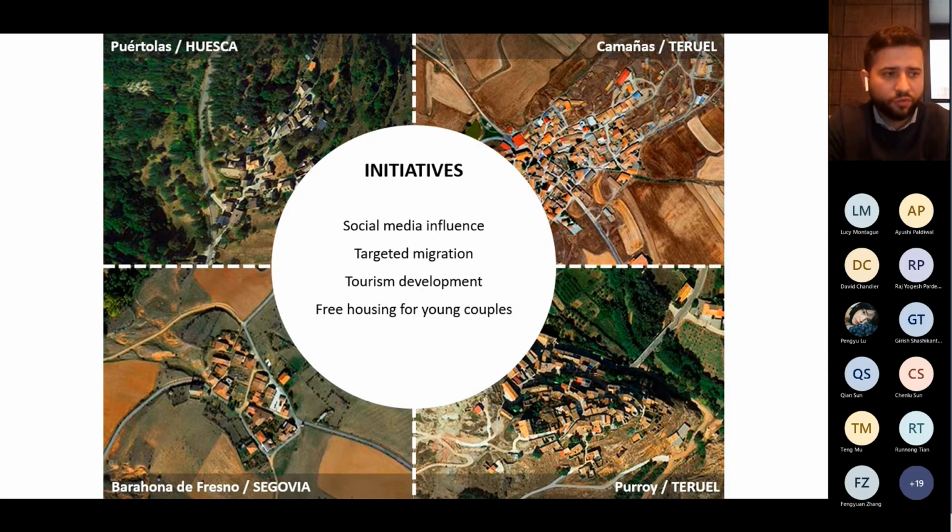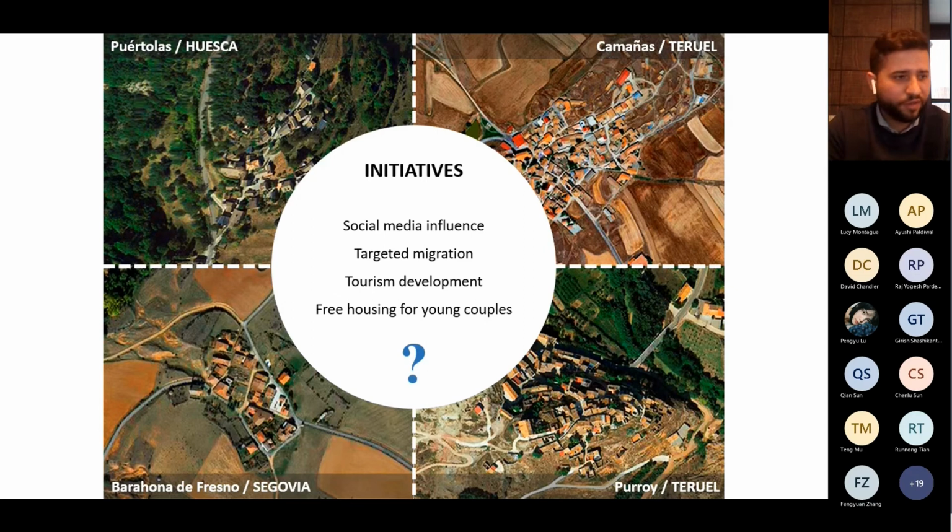And despite all the efforts of many couples who moved there, currently there are just 19 people living in the village. So far, these initiatives are not being successful enough to attract a larger number of people and create a strong and diverse community in the countryside. So the question is, how could we do it?